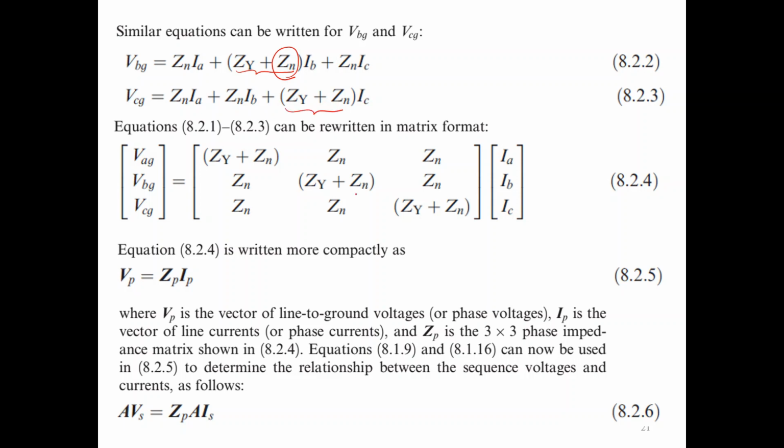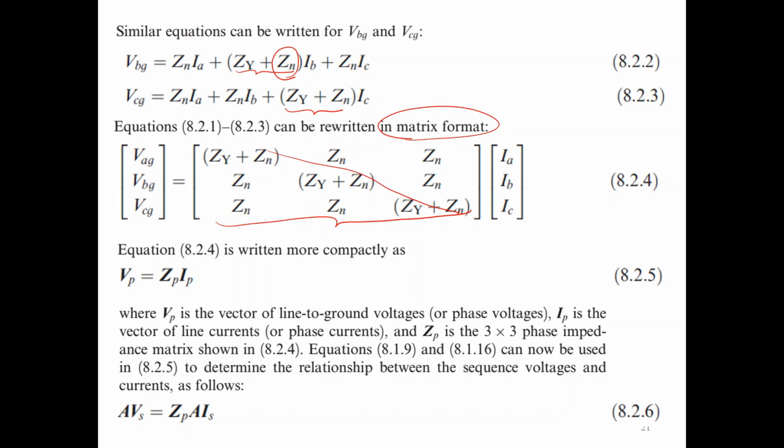Now if you write the three equations in matrix format, you can see that the diagonal of the impedance matrix will have the component ZY plus Zn, while the off-diagonal elements are Zn only. These are the Zn.